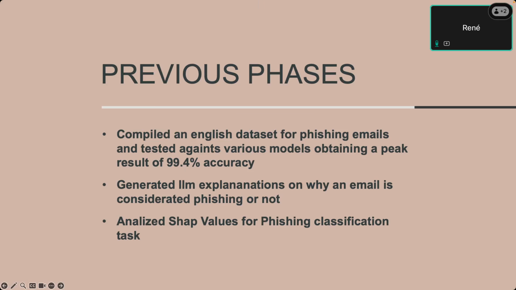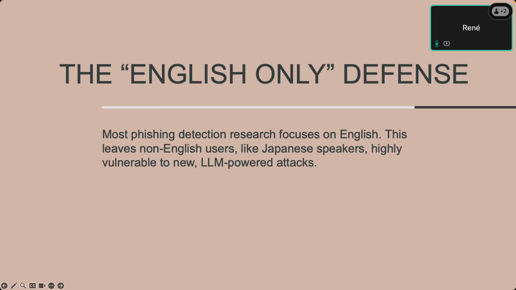Now that we know a little bit about the previous research, let's talk a little about the problem that we're going to see today. The problem is that right now we have English-only defense. Most of the research done for phishing emails is focused on English datasets.